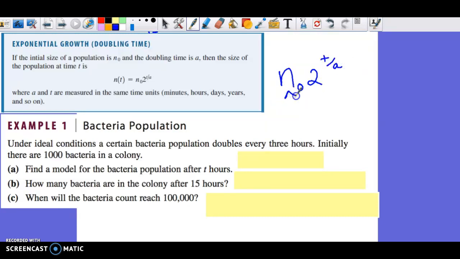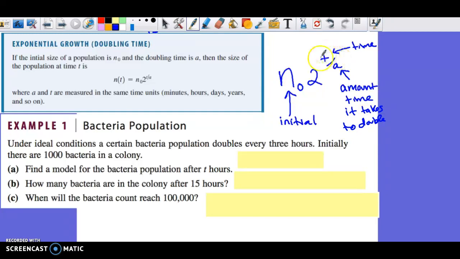Okay, so n sub 0 is your initial amount, and t is your time. A is the amount of time it takes to double. So whatever we're talking about, bacteria population, whatever. Okay, it's very important that these two are the same unit. So days, days, minutes, minutes, hours, hours, so on.